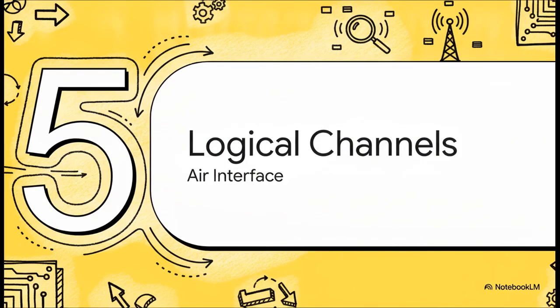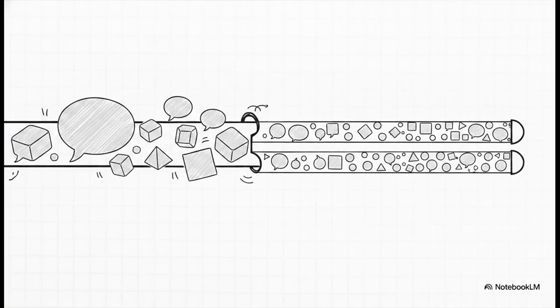And finally, Section 5, Logical and Broadcast Channels. Broadly speaking, the air interface is split into control channels and traffic channels. The traffic channel, or TCH, carries the actual payload, your actual voice conversation or data.